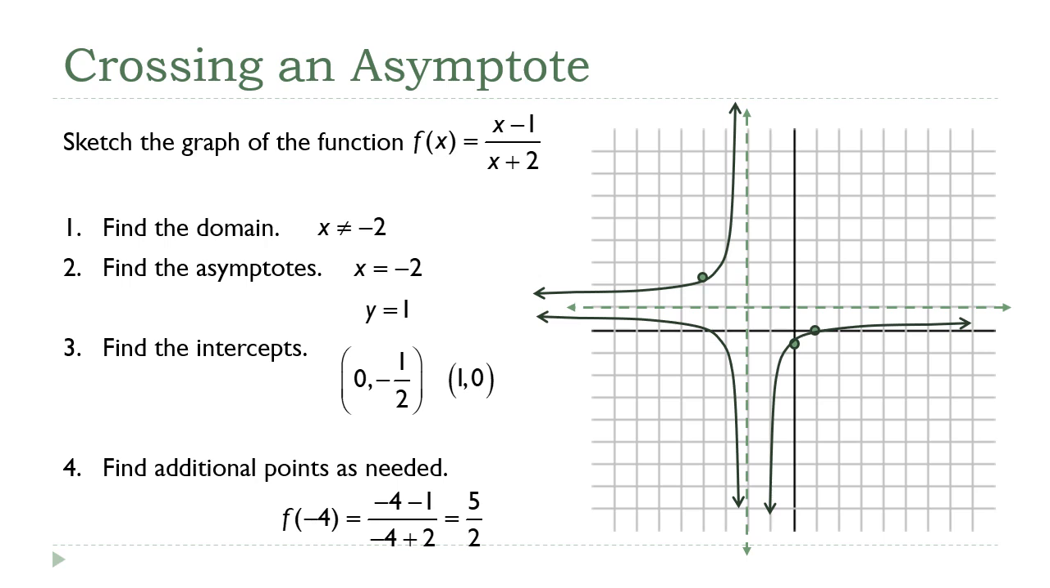On the left-hand side of the vertical asymptote, the graph is going to be above the horizontal one. So I'm going to remove the section below, and there you go. That's the graph of the function.